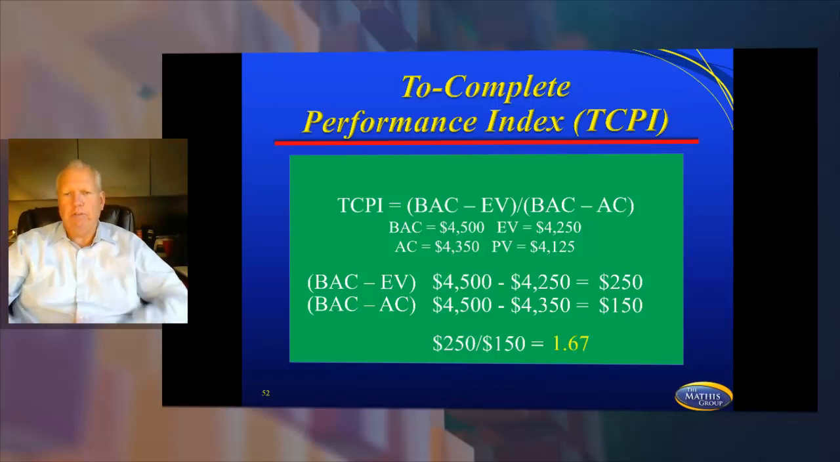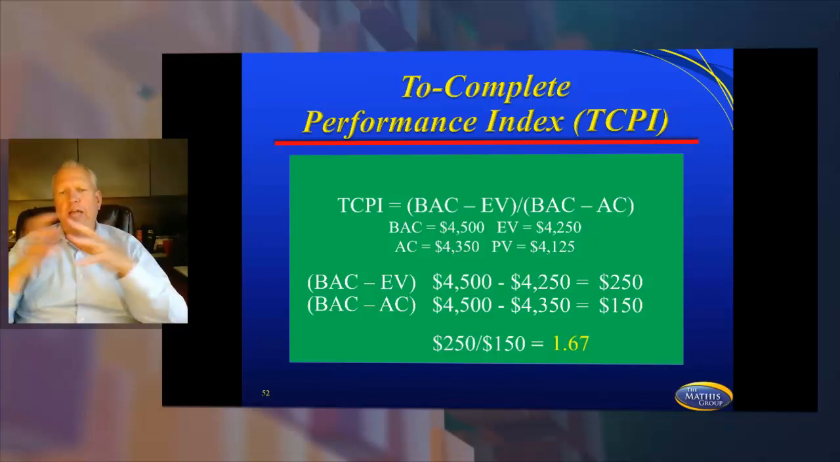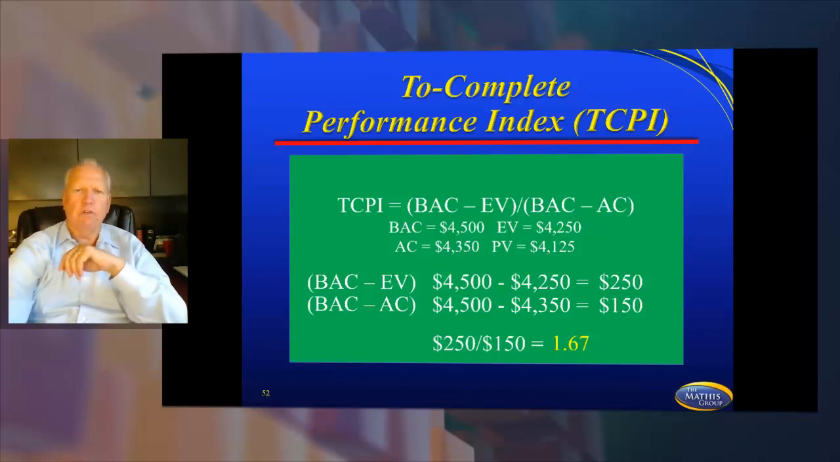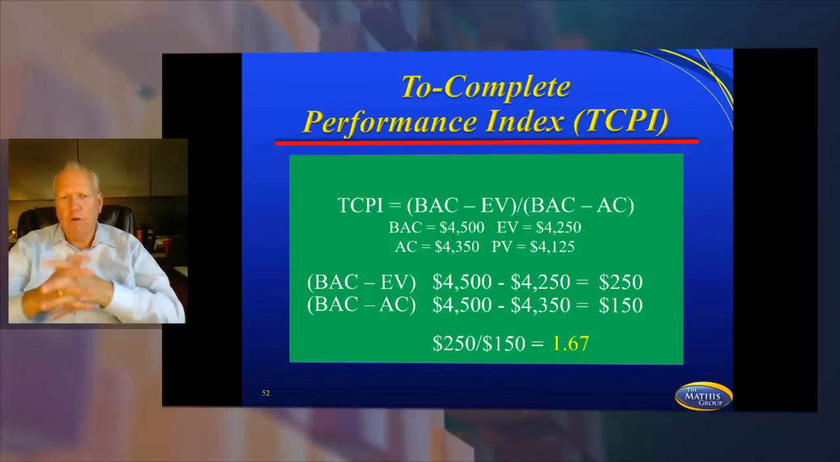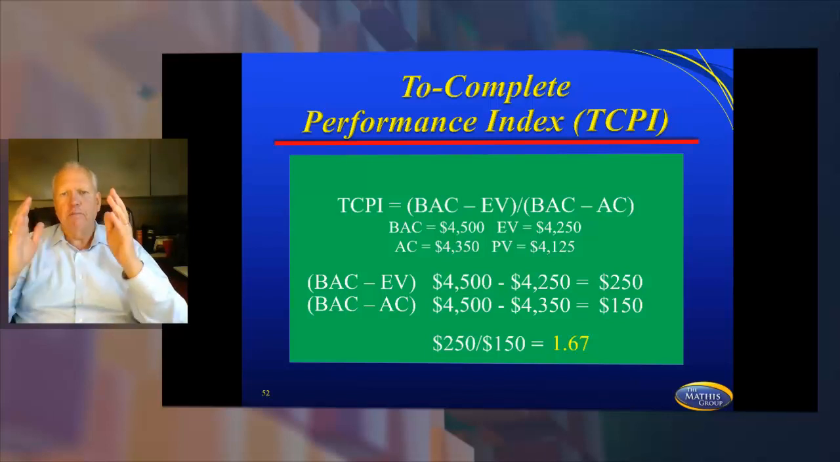Now, when people see this, they interpret it a lot of different ways, but that means we have to have a 1.67 to maintain our level of cost and bring this project in on budget. They're only going to do it on the budget side. They won't do it on the schedule side. So from this point to the end, we have to have a 1.67, which is really overperforming, in order to meet the project budget.